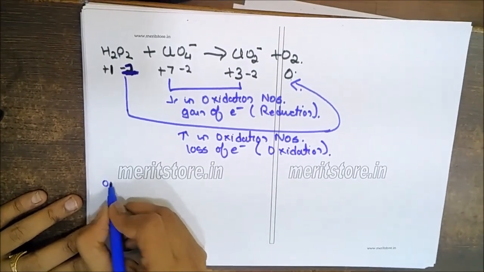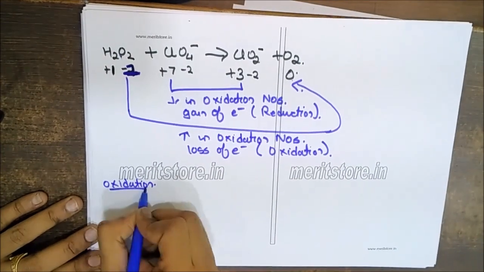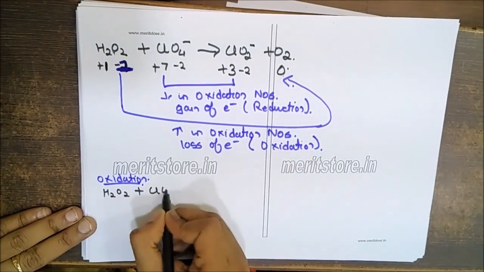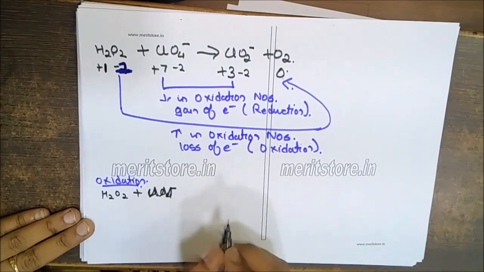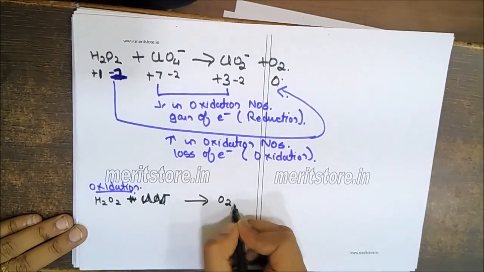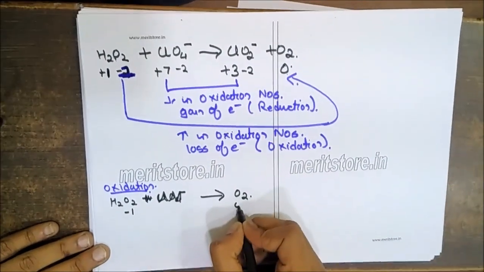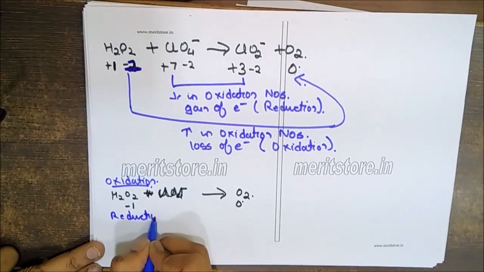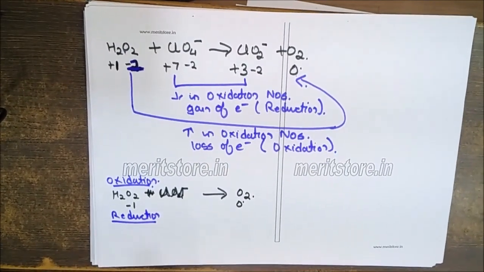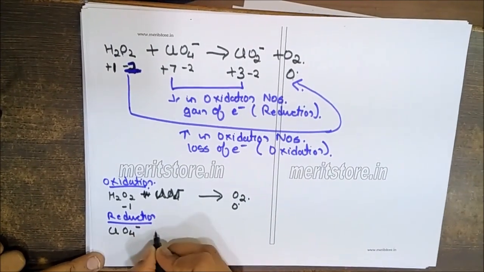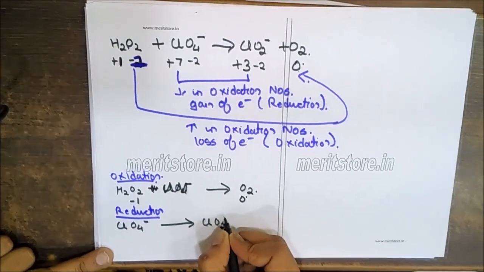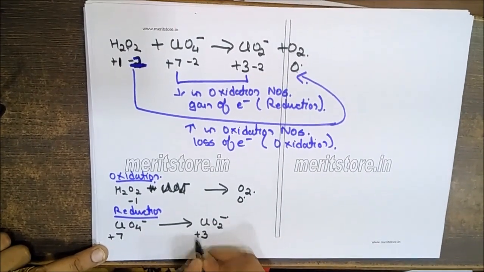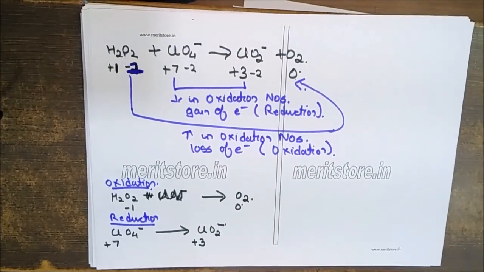Now after we have identified the oxidation and reduction reaction, we have to separate the two half reactions. So I am separating the two half reactions. First I am writing down the oxidation reaction, only the oxidation reaction. So this is forming O2. From -1, this has changed to 0. And same way, we're going to write the reduction reaction. And reduction says that Cl has changed from 7 to 3.